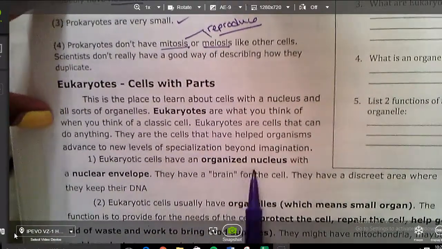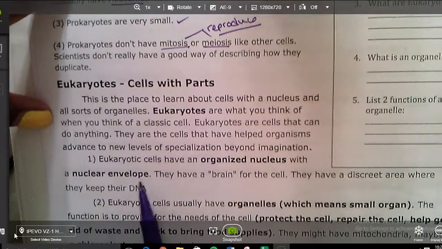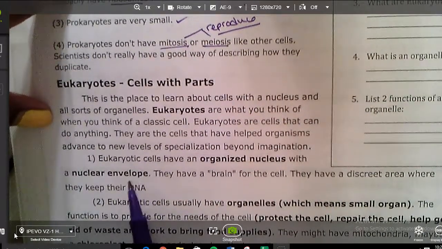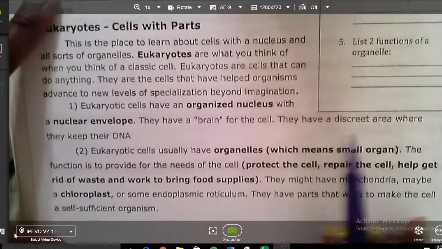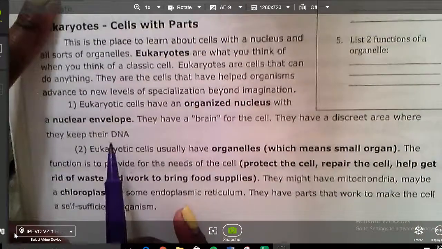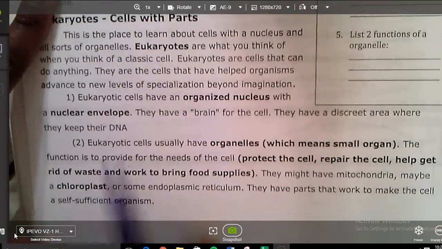Eukaryotic cells have an organized nucleus with a nuclear envelope. So that's like a smaller cell membrane inside of the cell around the DNA. They have a brain for the cell. They have a discrete area where they keep their DNA, like a safe.